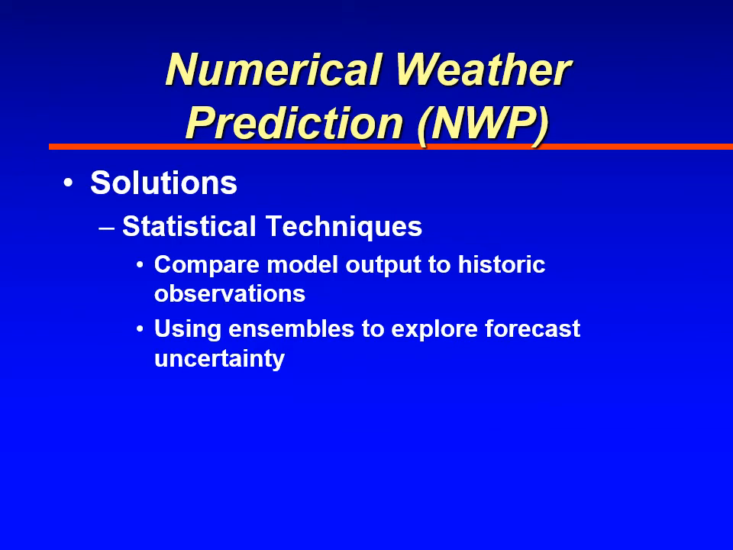To alleviate some of these problems of numerical weather prediction, statistical techniques are used. And two specific techniques. One is where we look at historical observations to come up with kind of relationships that tell us what's going to happen based on our numerical weather output. And then also, if we vary the initial conditions, we can look at various forecasts and come up with the most probable type of forecast. And that's called ensemble forecasting.